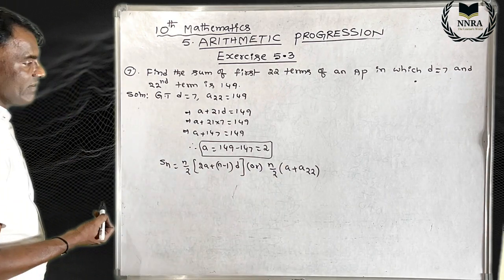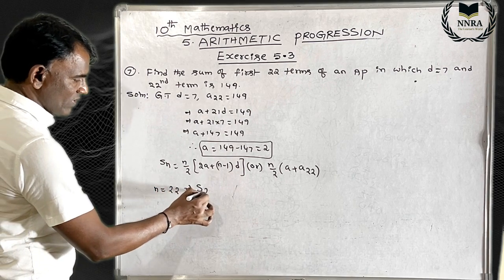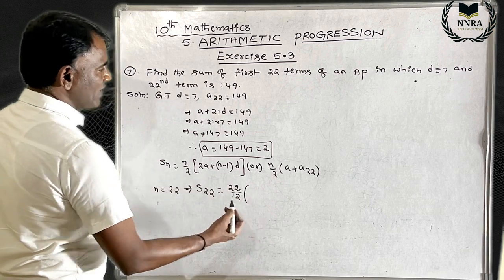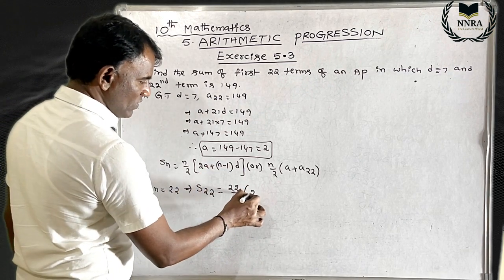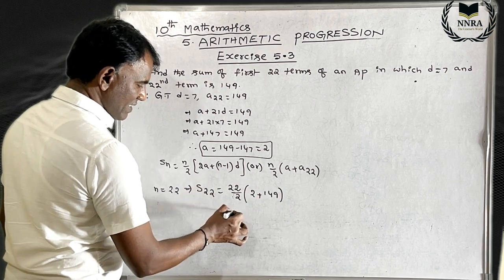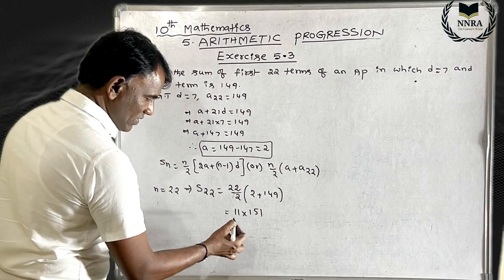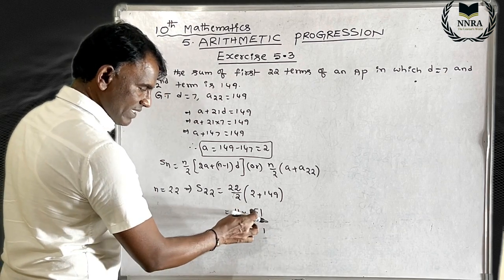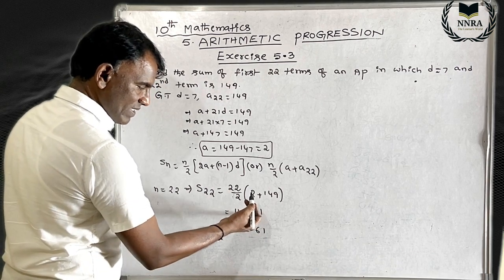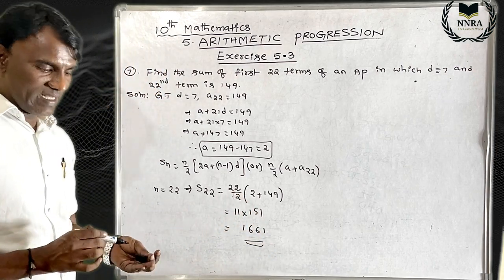Okay. Now what is the value of n here? n equal to 22. Then S22 equal to, I am using this formula, 22 by 2 into a plus A22. What is a? a is 2, and A22 is 149. Then it is 11 into 151. So 11 1 is 11, 11 5 is 55 plus 1 is 56. Again 11 1 is 11, 11 plus 5 is 16. Then 1661 is the answer.